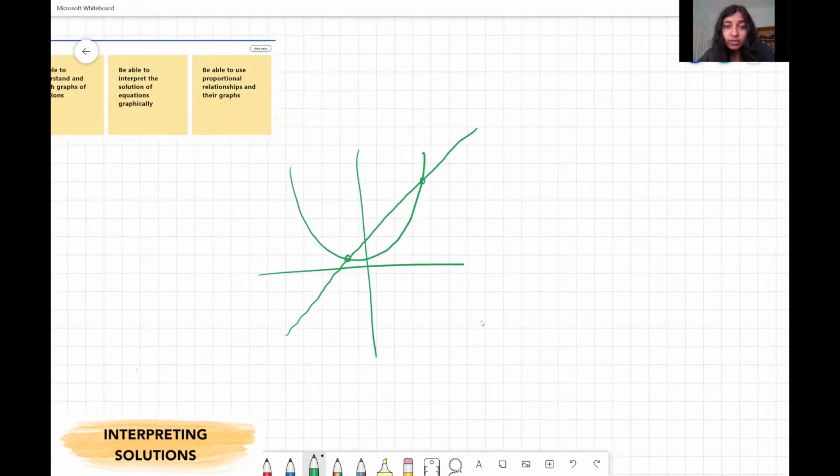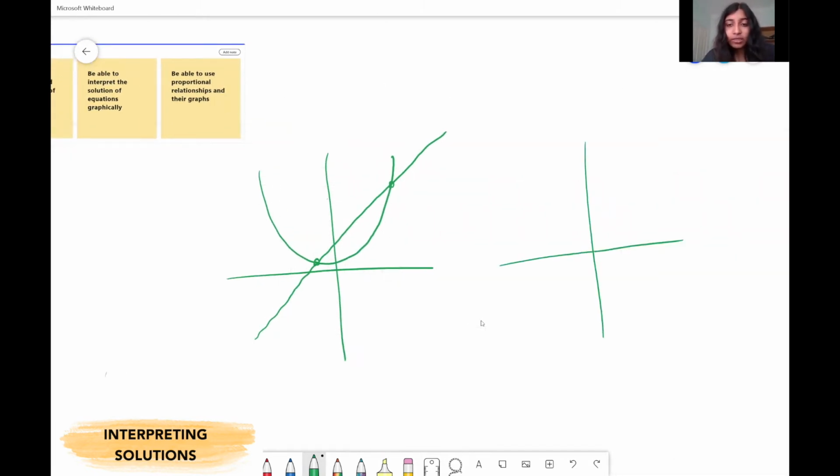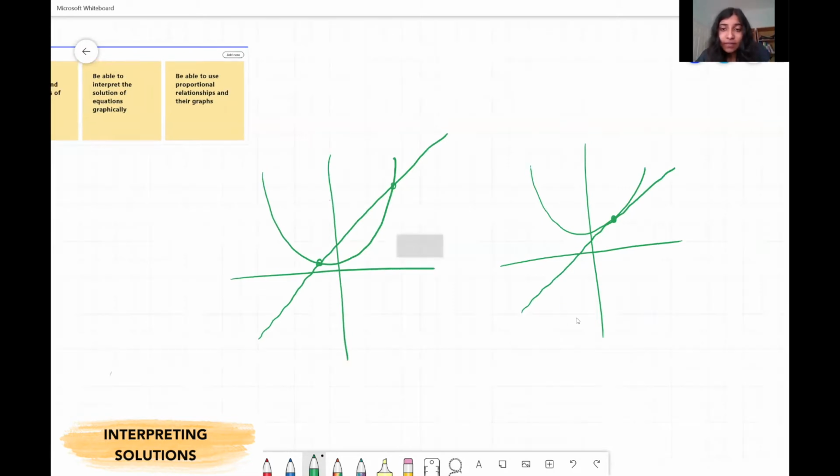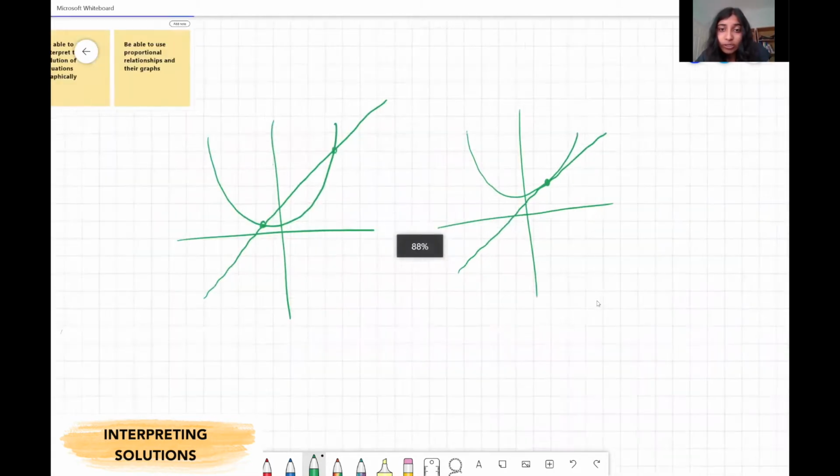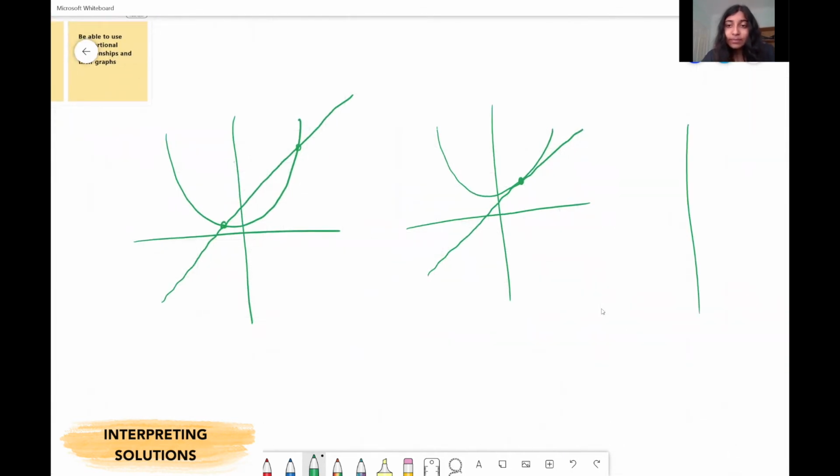that there are two solutions. Similarly, if you had a quadratic like this, but the line only touches the graph once, then there will be only one solution to the equation. And if there's a quadratic graph like this and the line goes like this, then there are no solutions to the equation because the lines don't intersect in any way. So if you ever have a question asking you to interpret the solutions of your simultaneous equations graphically, that's all you have to do.